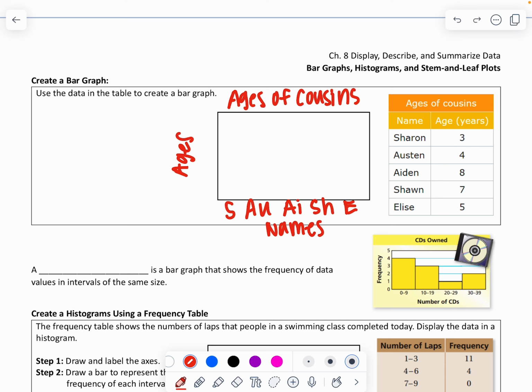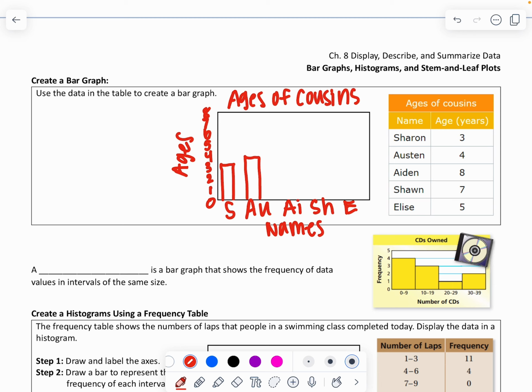So my graph has to go up to at least 8. So I'm going to do 0, and we'll do 1, 2, 3, 4, 5, 6, 7, 8. So 8 will go all the way to the top. So when we're thinking a bar graph, whatever age they are is where the bar is going to go. So Sharon is 3, so we're going to go up to 3 like that. Austin is 4. So his is going to go up a little bit more to 4.